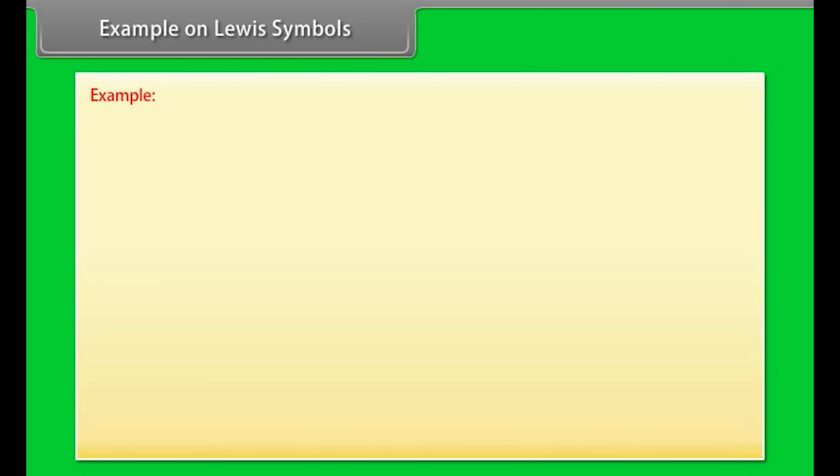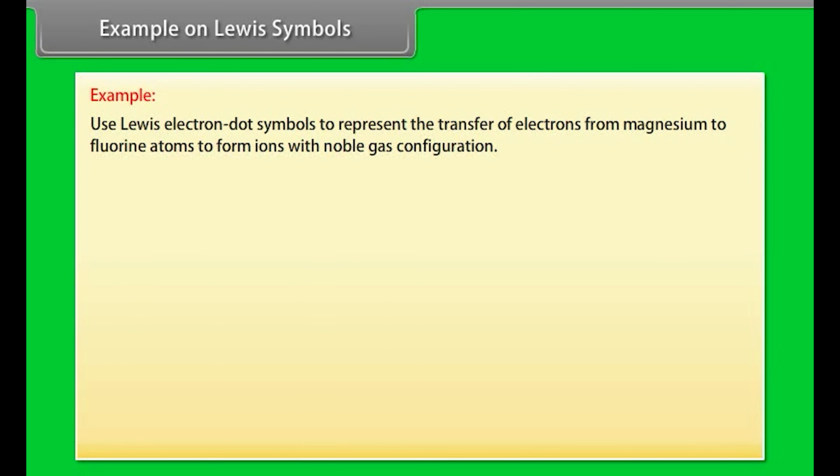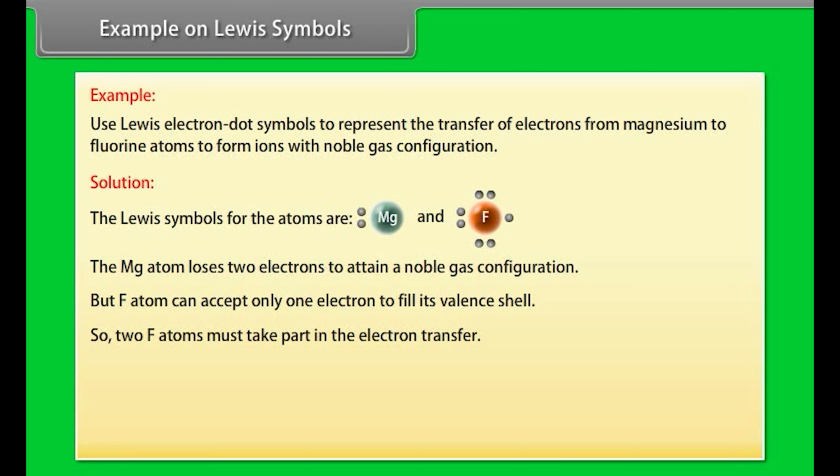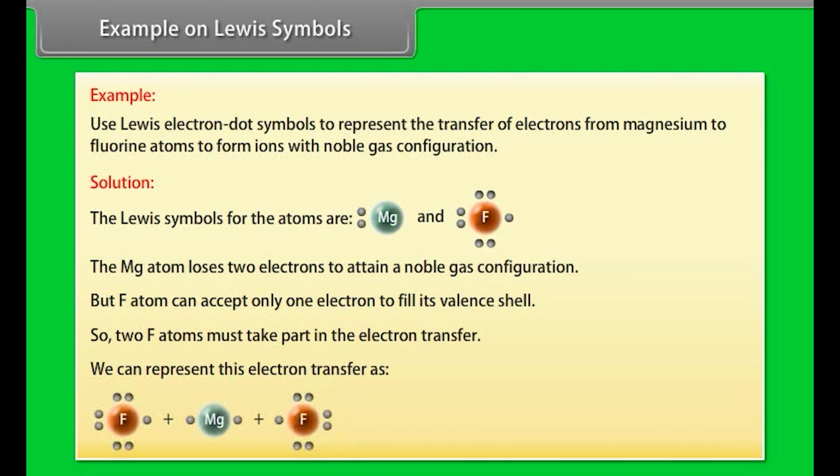Example on Lewis symbols. Let's take an example on Lewis symbols. Use Lewis electron dot symbols to represent the transfer of electrons from magnesium to fluorine atoms to form ions with noble gas configuration. Let's see the solution. The Lewis symbols for the atoms are shown. The Mg atom loses 2 electrons to attain a noble gas configuration, but an F atom can accept only 1 electron to fill its valency shell, so 2 F atoms must take part in electron transfer. We can represent this electron transfer as follows.